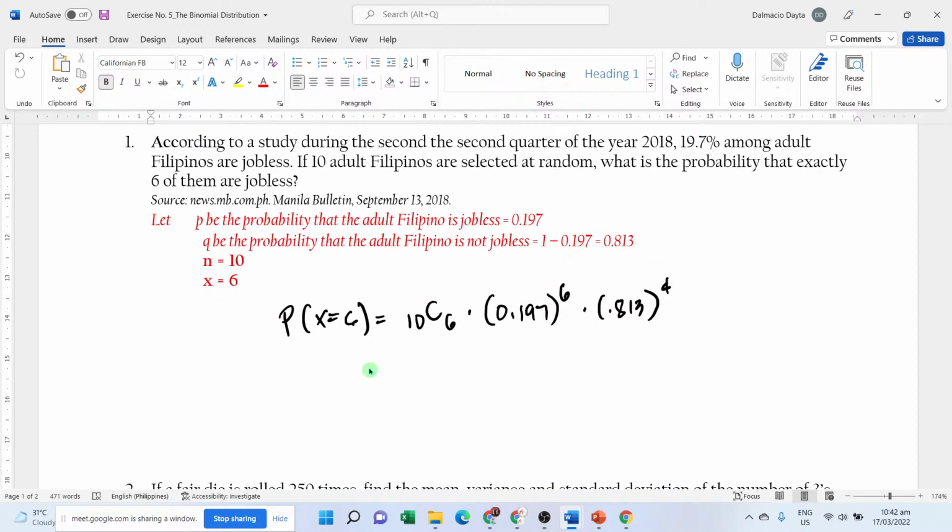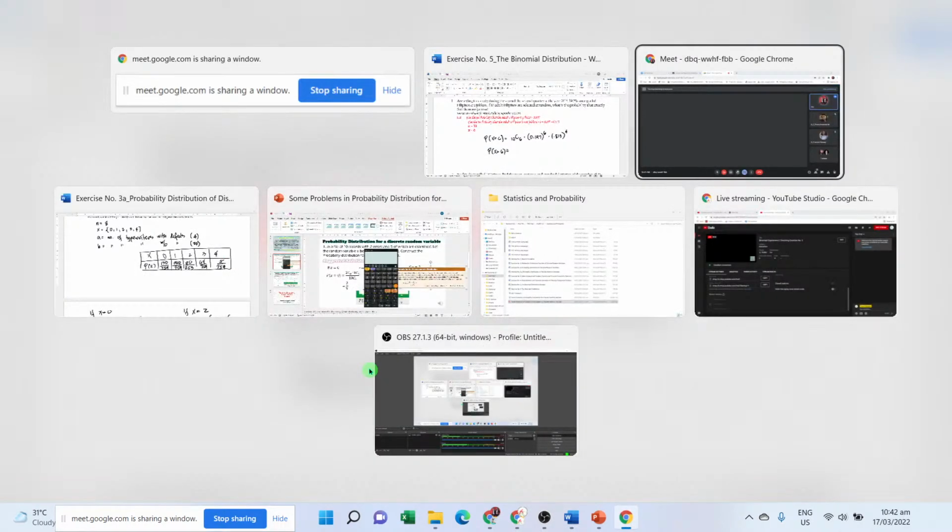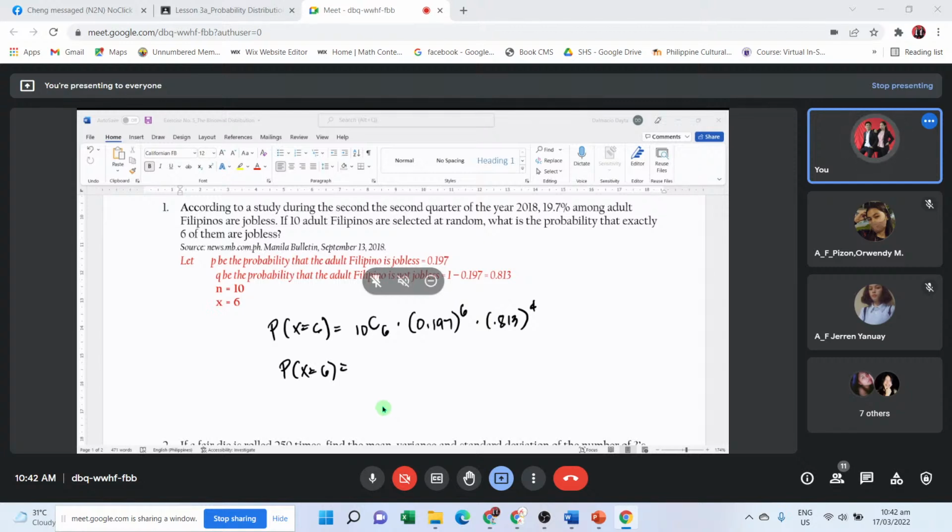What is the value now for P of x equals 6? Meron bang may sagot? Will you please use your calculator? Then combination C, 0.197 times 0.813 to the power 4. So that will be 5.36 times 10 raised to negative 3.